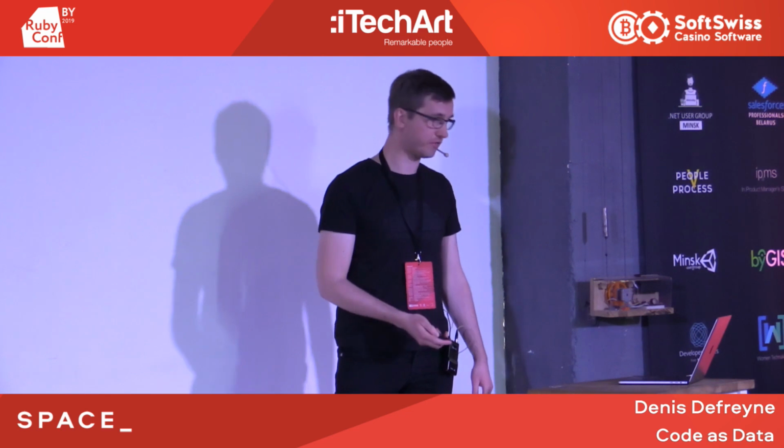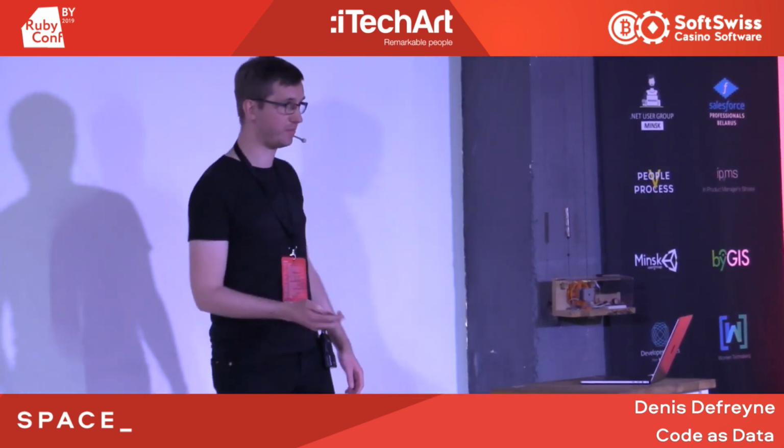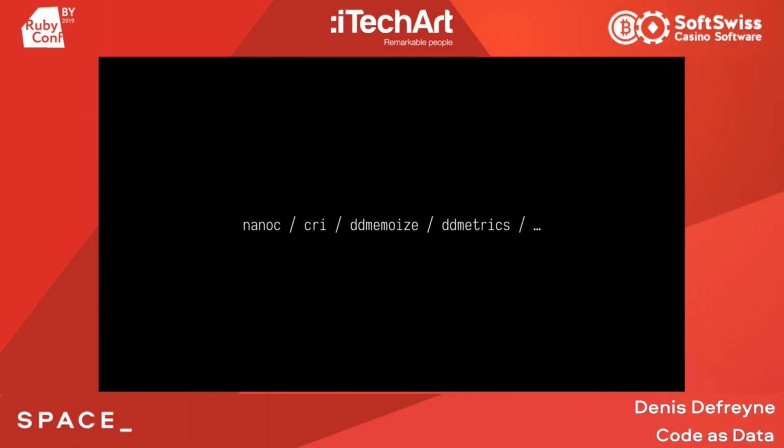Cree is a tool for writing Ruby command line interfaces. ddmemoize is the best memoization library for Ruby. ddmetrics is a tool for adding telemetry to your applications, and a bunch of other things.